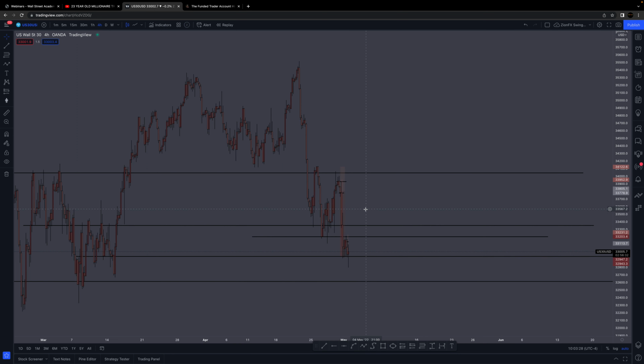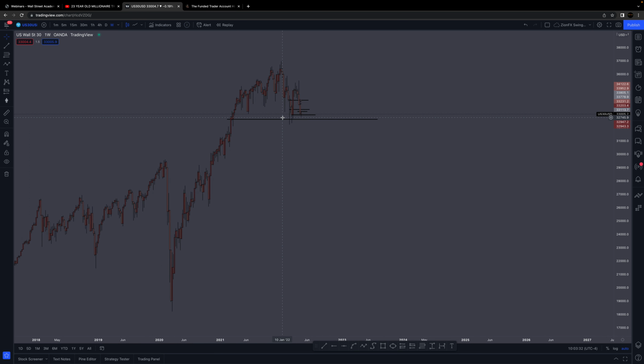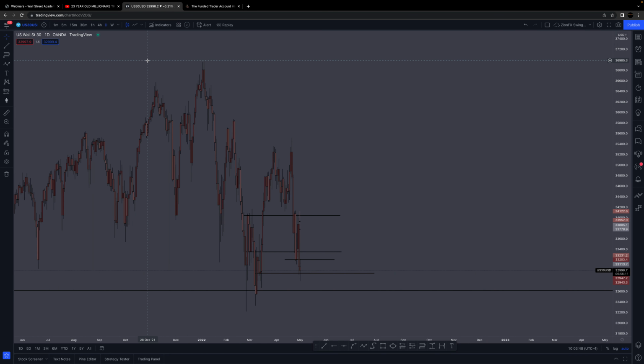So, starting from the weekly, right? You can already see the weekly was an uptrend. Clearly, the weekly is in a downtrend now. That's clear as day, the weekly is in a downtrend. Okay, cool. Daily time frame. Always start with the higher time frames. Simple.